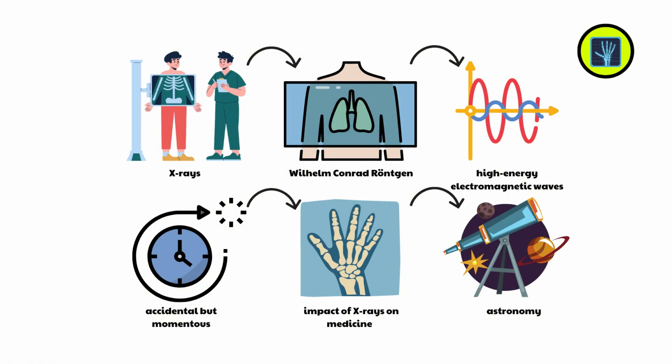Discovery of X-rays. The discovery of X-rays by Wilhelm Conrad Röntgen in 1895 opened up a new world of possibilities in science and medicine. These high-energy electromagnetic waves, invisible to the human eye, allowed us to see inside objects and bodies without cutting them open, revolutionizing fields from medicine to materials science. Röntgen's discovery was accidental but momentous. While experimenting with cathode rays, he noticed that a nearby fluorescent screen glowed even when his apparatus was covered. He quickly realized he had discovered a new type of ray, which he called X-rays due to their unknown nature.